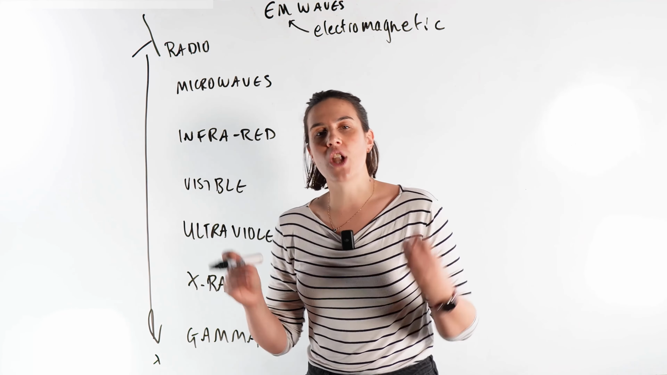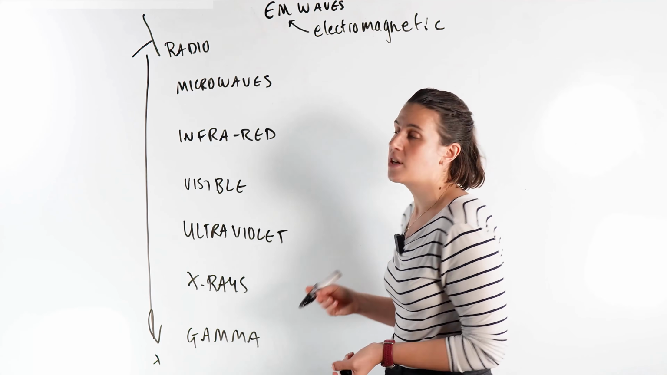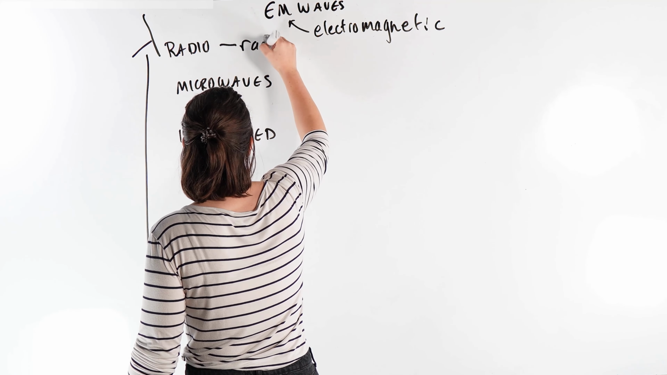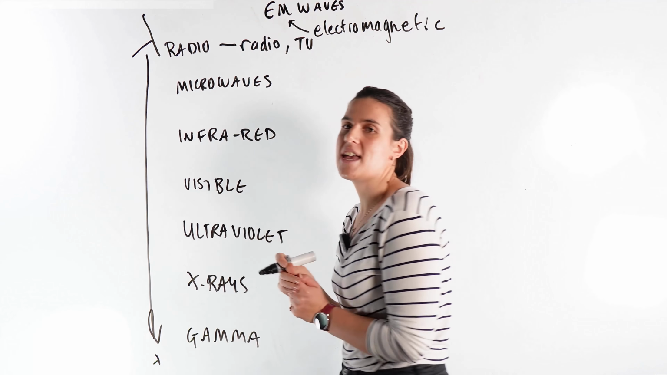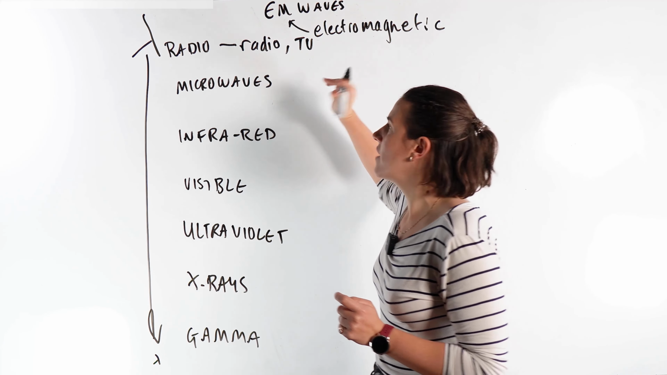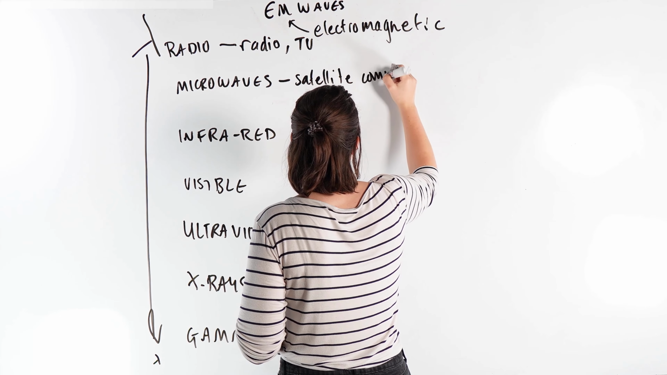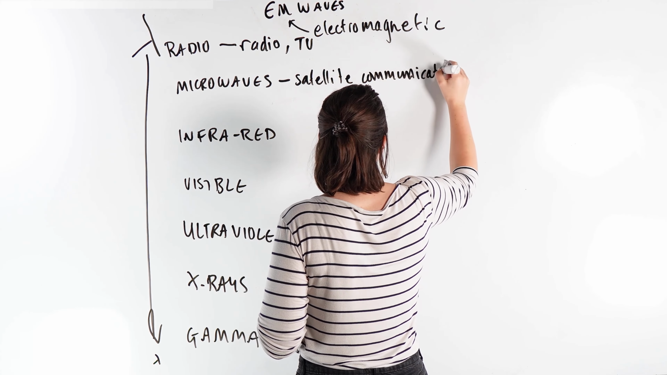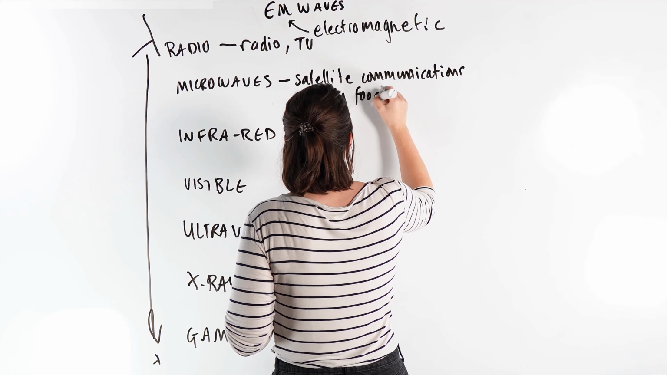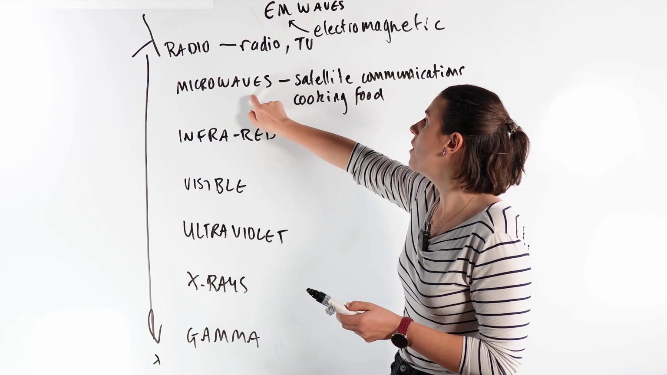Now, you need to know some of the uses of the electromagnetic waves for your GCSE. So let's start with radio waves. Now we use radio waves, as the name would suggest, for radio, but also for transmitting TV signals, okay? Now, at a slightly smaller wavelength are my microwaves. We use these guys for satellite communications, but we also use microwaves, remember, for cooking food. I'm sure you've all got microwaves in your kitchens, and they produce this type of electromagnetic wave.